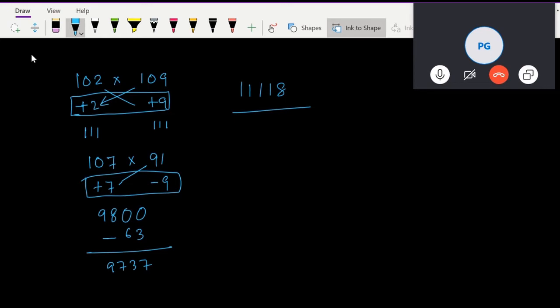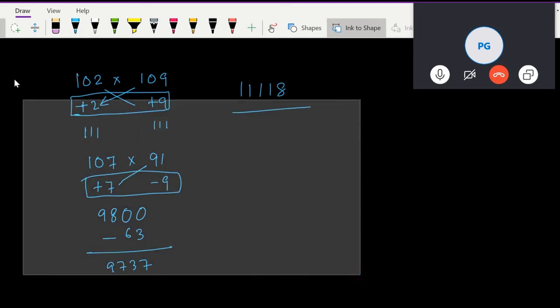So this is again a very, very effective method because it saves a lot of time. Right? Now let us look at the other method, which is a generic method for any number. Right? Let's say I want to multiply 54 into 67. How do I do that?